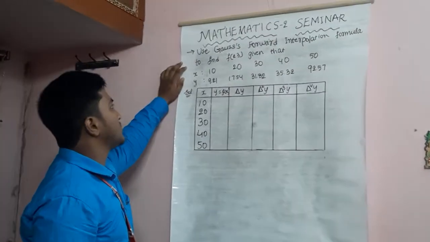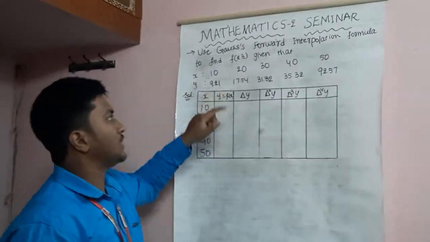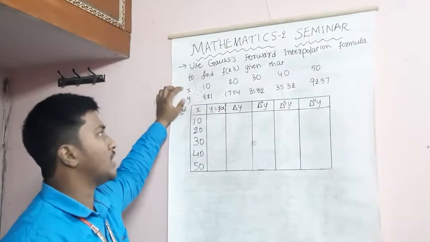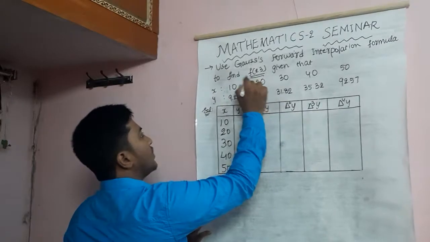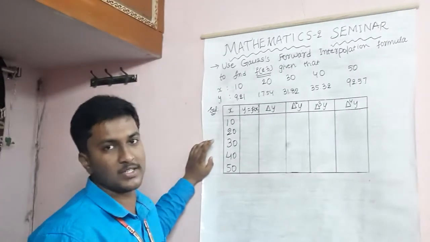So the given question is, use the Gauss forward interpolation formula to find f of 23 given that. They gave the information of x values and y values, and we should find the value of f of 23 by using the Gauss forward interpolation formula. To find this we should construct a difference table.